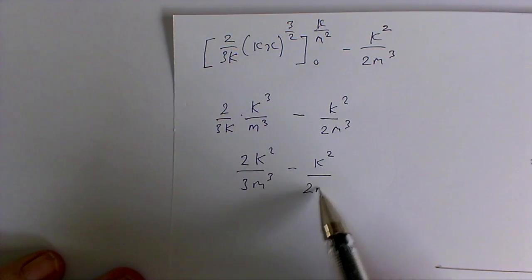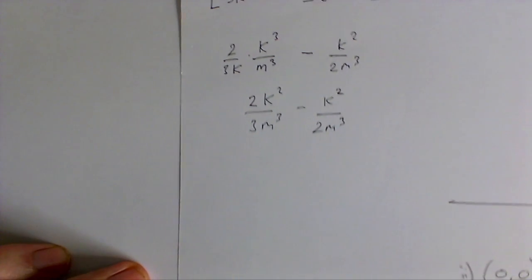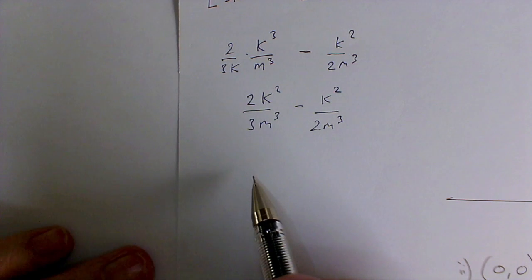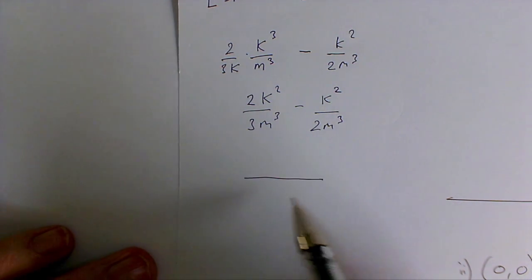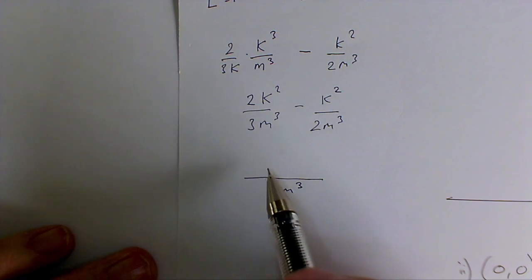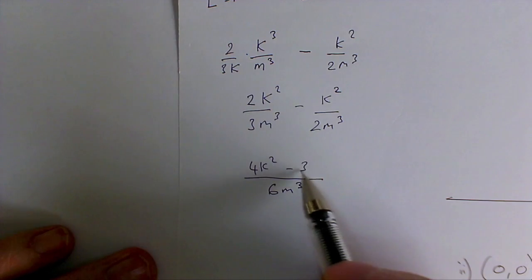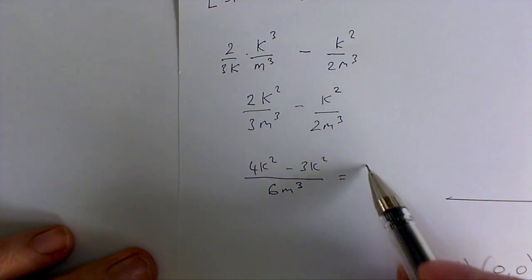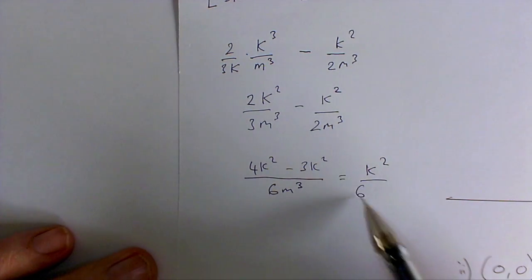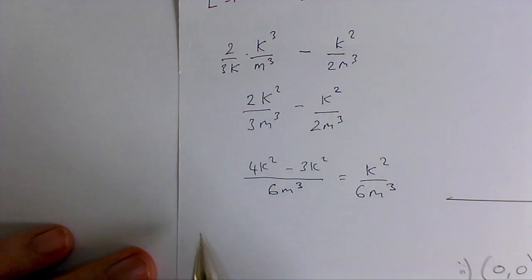Okay, so let's make them over a common denominator. So we'll choose 6m cubed. And that's going to be 4k squared take away 3k squared, which equals 1k squared. So k squared over 6m cubed would be the area between the curves, the generalised part.